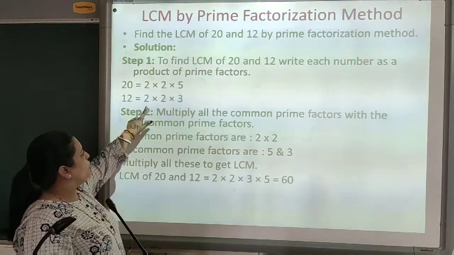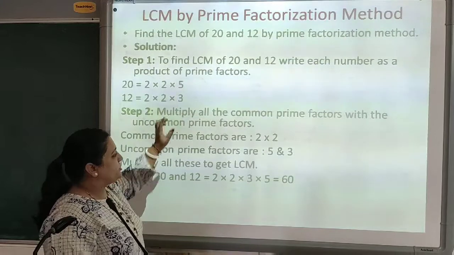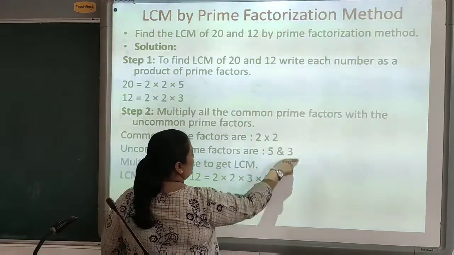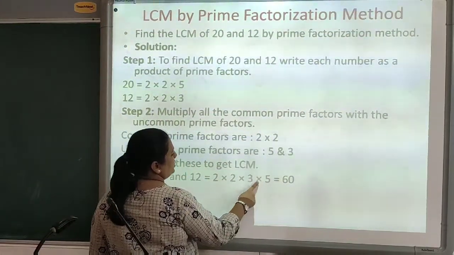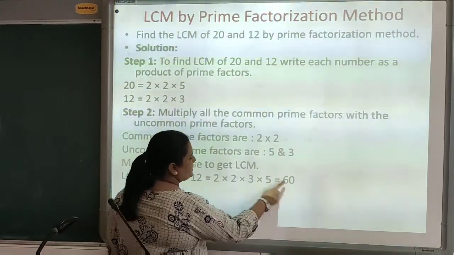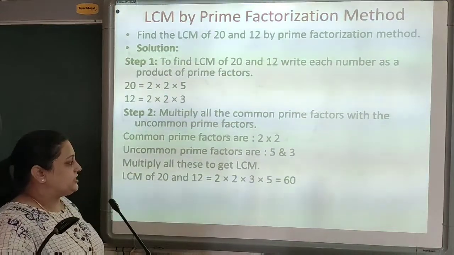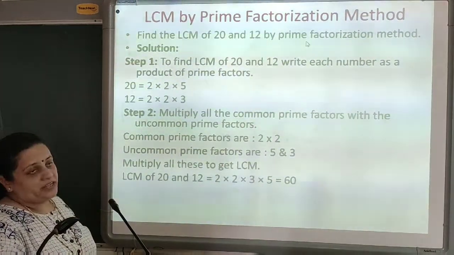So what are the common factors? 2 and 2. And what are the uncommon factors? 5 and 3. So we will multiply all these four numbers: 2 into 2 into 3 into 5. 2 2s are 4, 4 3s are 12 and 12 5s are 60. So what is the LCM of 20 and 12? It is 60. So this was the prime factorization method.